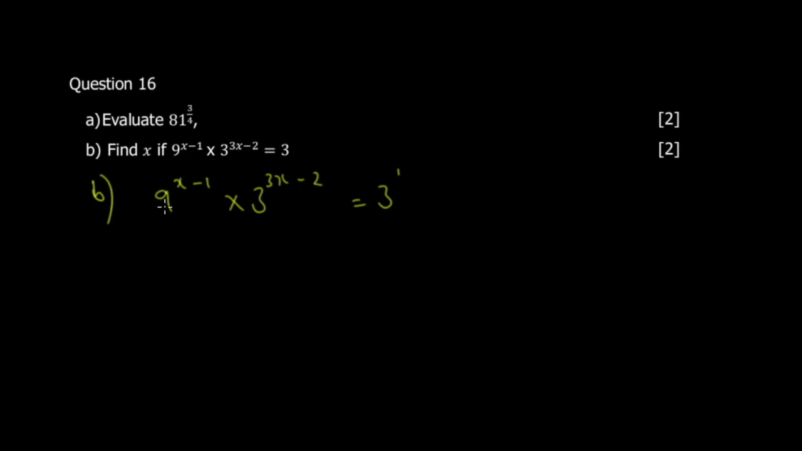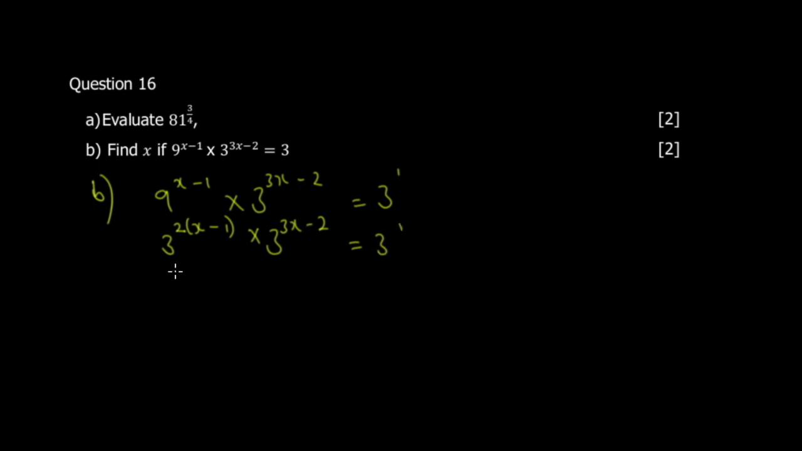So here, for example, 9 would be 3 to the power 2. But if it's 3 to the power 2, you should know that it's multiplying this or that. Don't forget, it's not 3 to the power 2x minus 1. It's 3 to the power 2, open bracket, x minus 1, just like this. That was the tricky part.